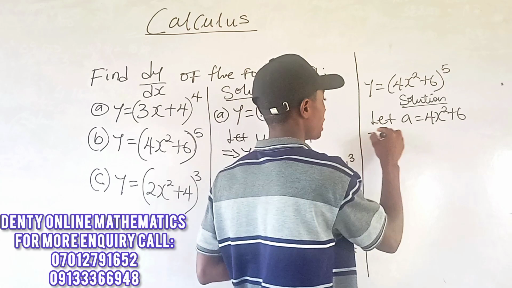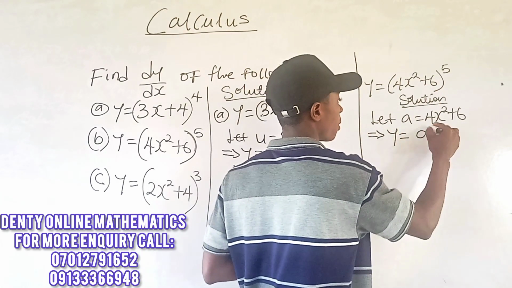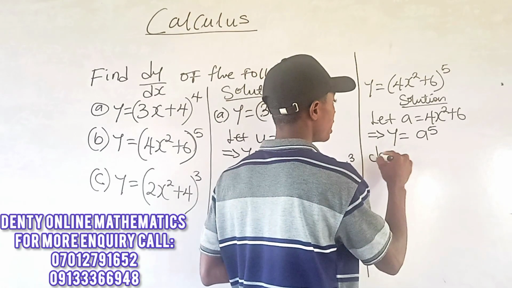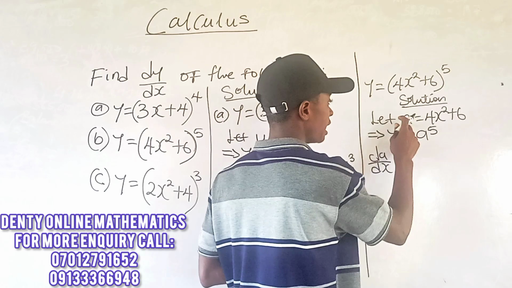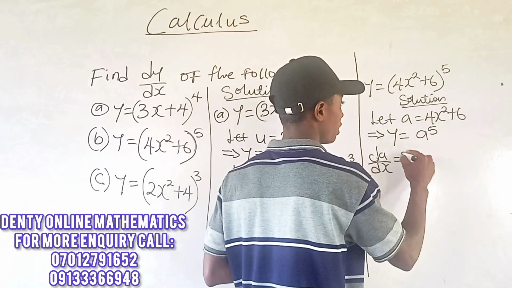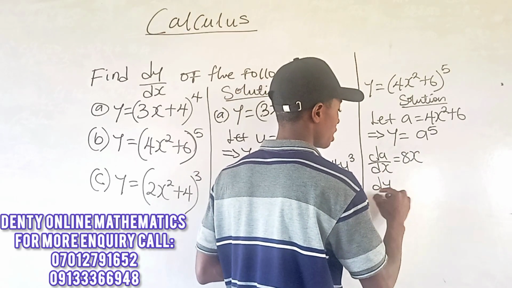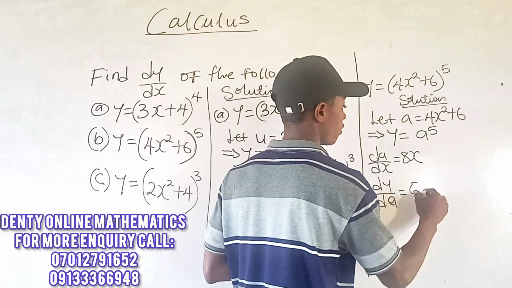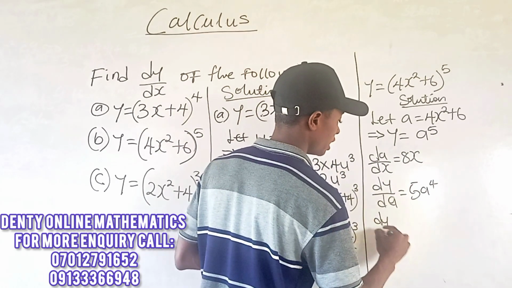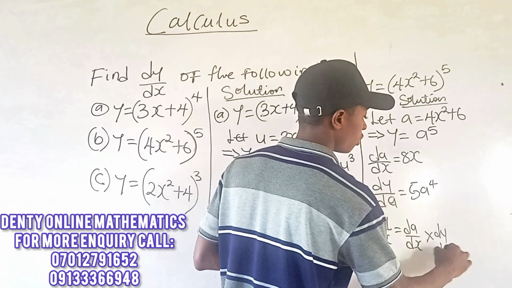So that implies that y is equal to a power 5. And then we differentiate them separately. Now da/dx, if you differentiate 4x² + 6, you are going to have 8x. Now you differentiate the next one. dy/da is equal to 5a power 4. Finally, our dy/dx is equal to da/dx times dy/da.